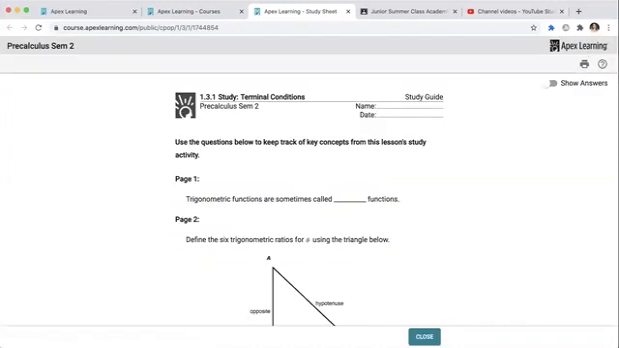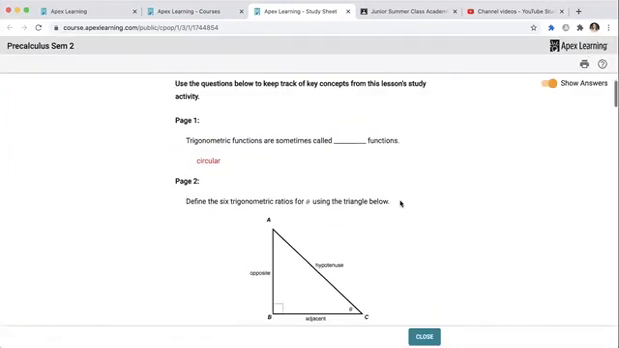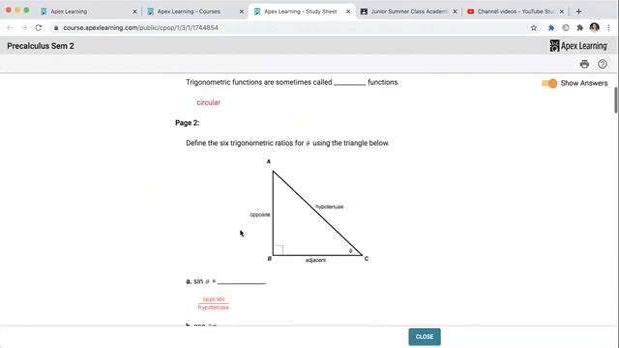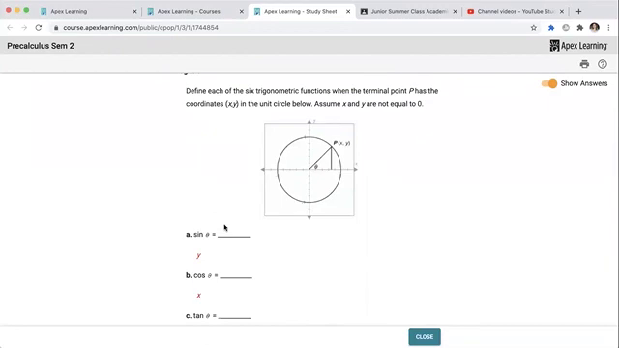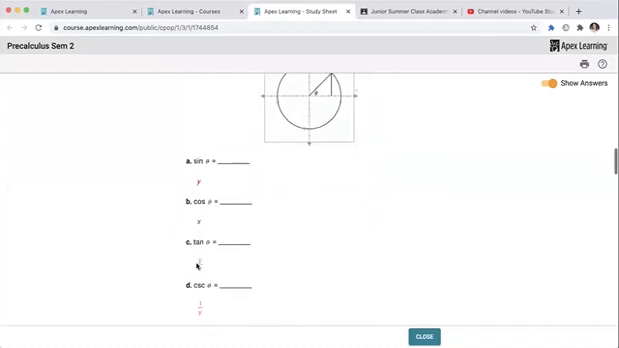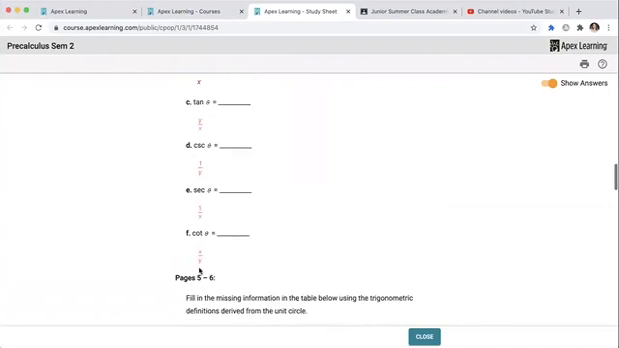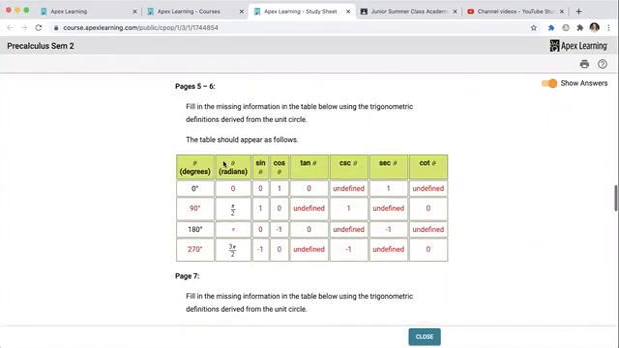So then we're looking at our study guide here. Trigonometric functions are sometimes called circular functions, and that's because if we go to the unit circle, we can use them to solve for our coordinates and get an exact value. So sine of theta is equal to y and cosine of theta is equal to x, and the rest of these are some version of that, depending on their relationships.